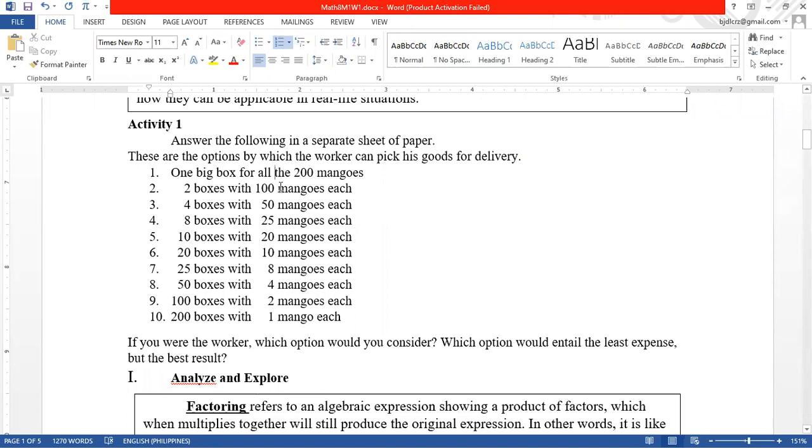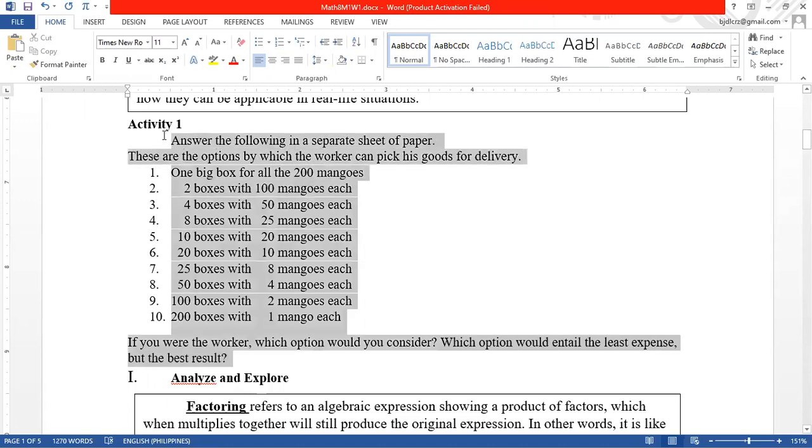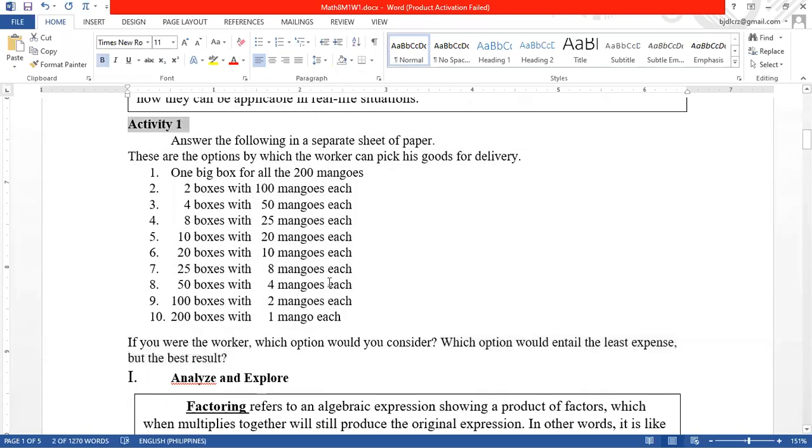Second is two boxes with 100 mangoes each. Four boxes with 50 mangoes each. Eight boxes with 25 mangoes each. 10 boxes with 20 mangoes each, and so on. So if you were the worker, which option would you consider? Which option would entail the less expense but best result? So which option is best to minimize the expense of the worker? So you need to answer that one in a separate sheet of paper. That is for your activity first or activity 1.